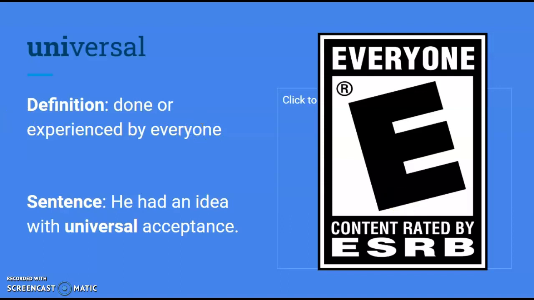Your first uni word is universal. The definition is done or experienced by everyone. You can use it in a sentence like, he had an idea with universal acceptance.